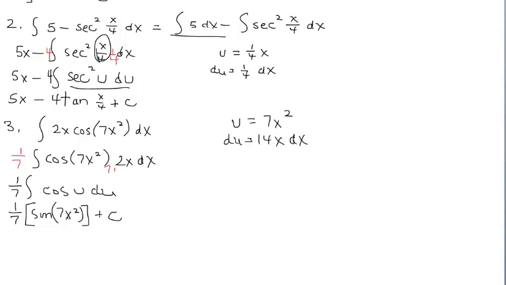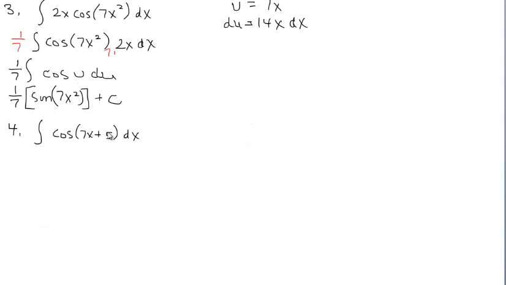You can check your work by differentiating. If you think about it, this 1/7 is just a constant multiplier, and the derivative of sine goes to cosine. We would leave 7x squared alone, which is present here, times the derivative of 7x squared, which is 14x. We have the x. The 14 would be multiplied by the 1/7, which produces the 2. So if you're ever unsure, again, you can always check by differentiating.